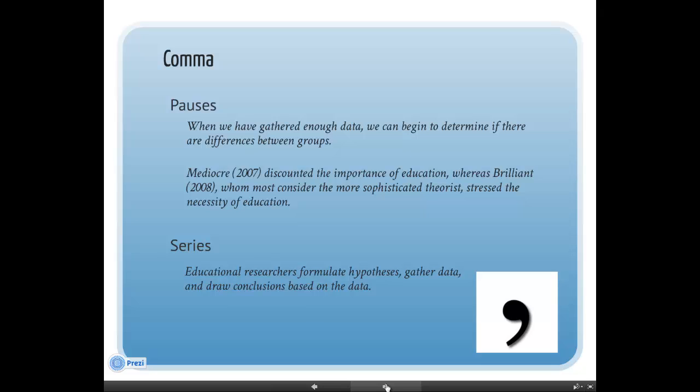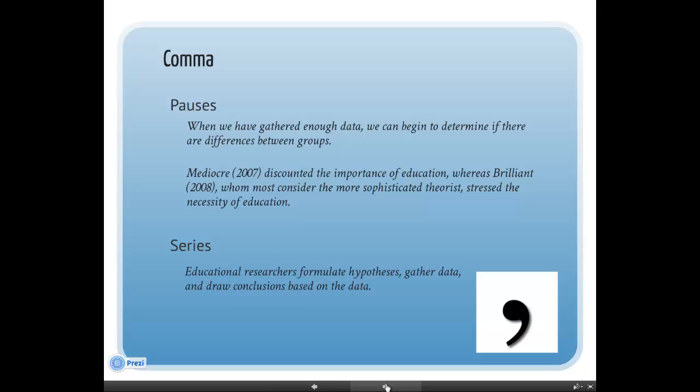Examples. When we have gathered enough data, we can begin to determine if there are differences between groups. Mediocre discounted the importance of education, whereas Brilliant, who most consider the more sophisticated theorist, stressed the necessity of education.